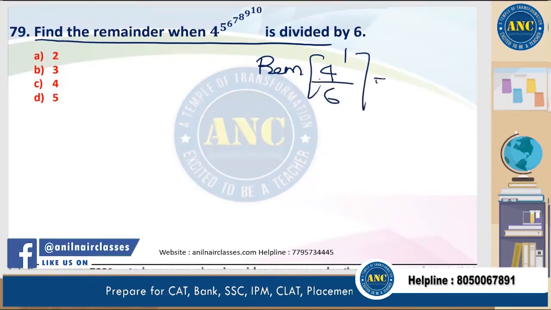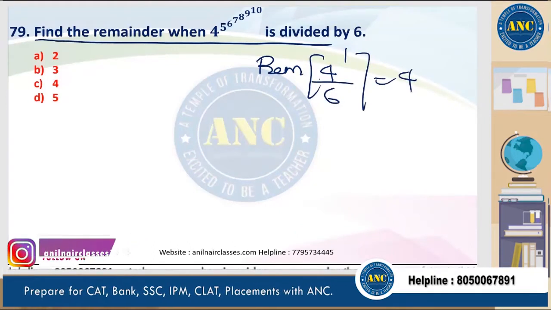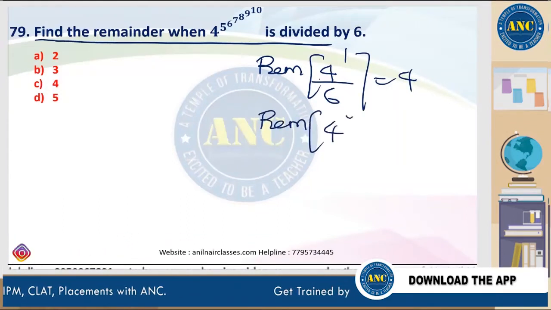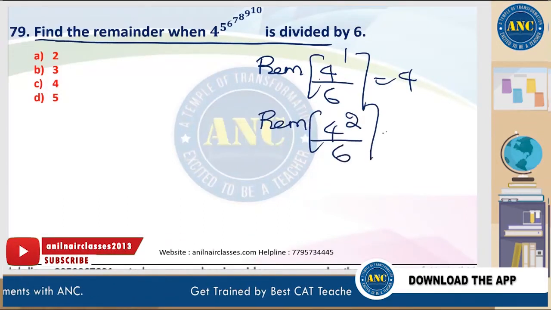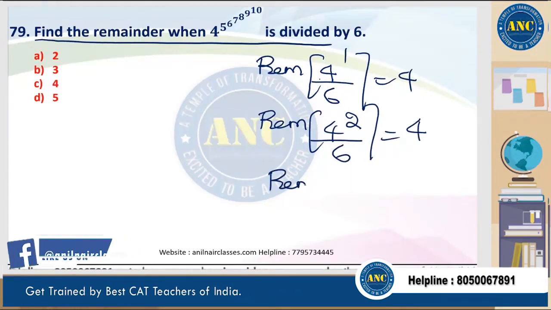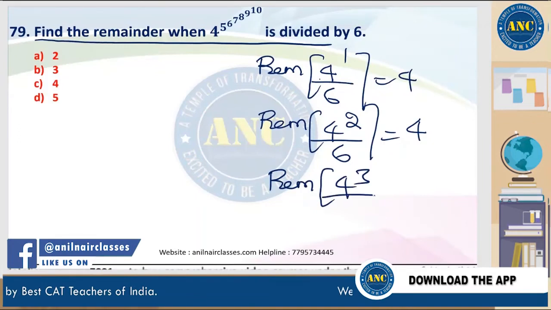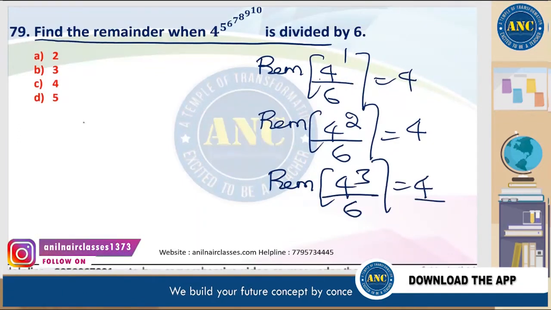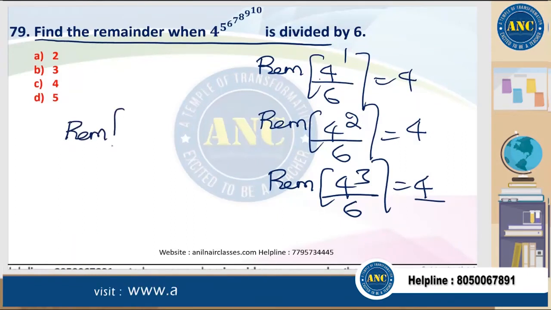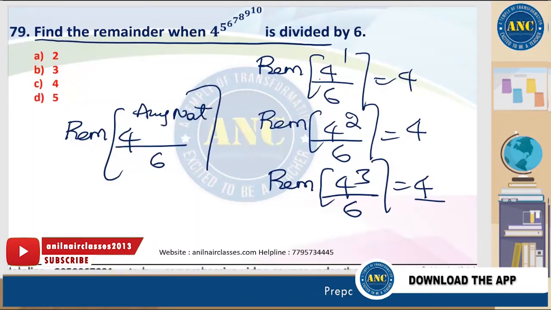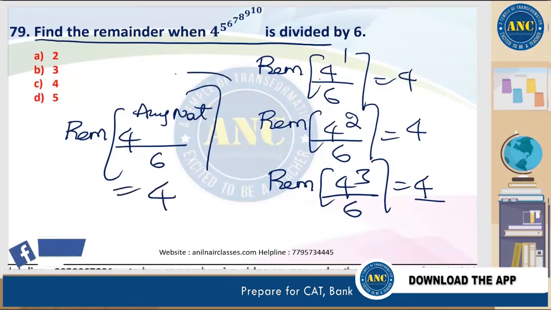4 divided by 6 is 4. Similarly, 4 square, 16 divided by 6. 6 2s are 12. It is again 4. 4 cube divided by 6, 64 divided by 6. 6 tens are 60, remainder 4. 4 power any natural number divided by 6. These are nothing but 4.